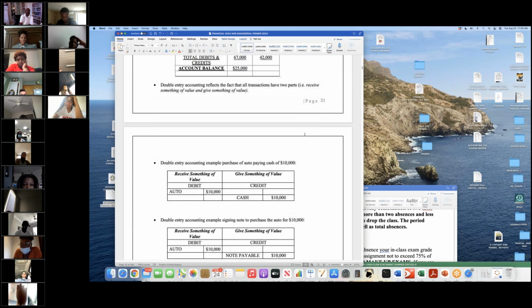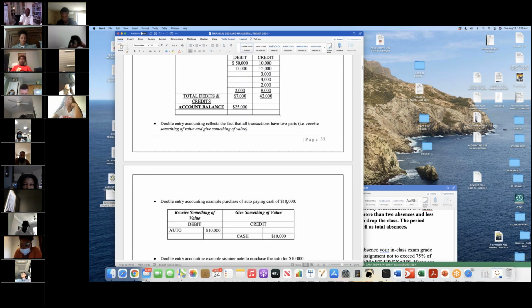Suppose we buy a car, and in the first situation, we paid $10,000 for the car. Our debit is to the account Auto. We debit Auto 10,000, and we're going to credit cash 10,000. We got an Auto, and we paid cash at 10,000.